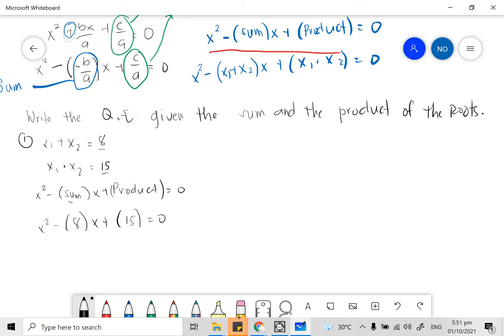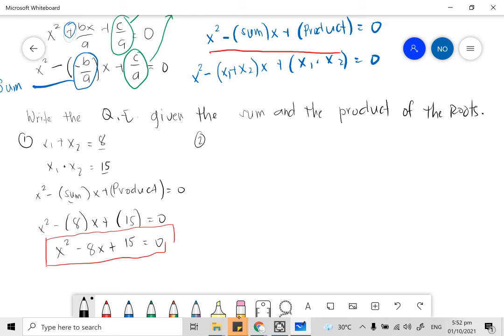Equals to 0. And then, remove natin class yung parenthesis by distributing the sign. X squared, negative times 8, that's negative 8x. Positive times positive 15, that will be positive 15, equal to 0. So, therefore, class, the quadratic equation given the sum 8 and the product 15 is x squared minus 8x plus 15 is equal to 0. Alright? Next example, number 2.